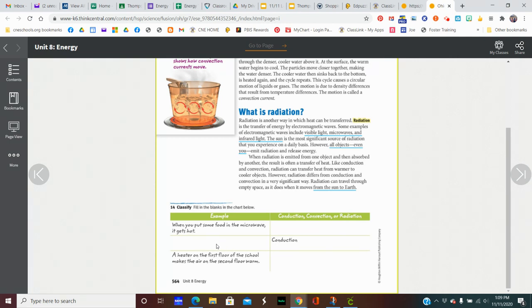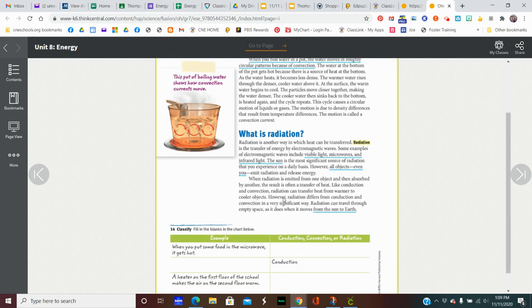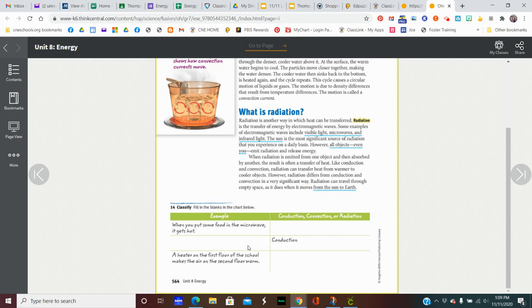Let's fill in this space. Give me an example of conduction. So going back up here, conduction, remember, is through direct contact. So give an example of conduction. And then a heater on the first floor of the school makes the air on the second floor warm. Would that be conduction, convection, or radiation?